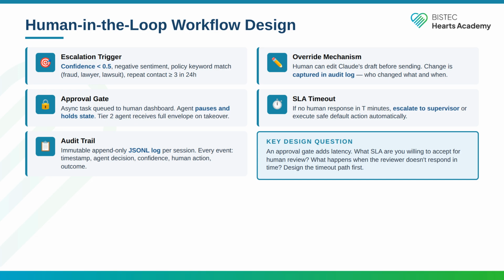The SLA timeout is the defensive path. If no human responds within T minutes, the system should automatically escalate to a supervisor or execute a safe default action. Design the timeout path first, because it's what happens when everything else goes wrong.